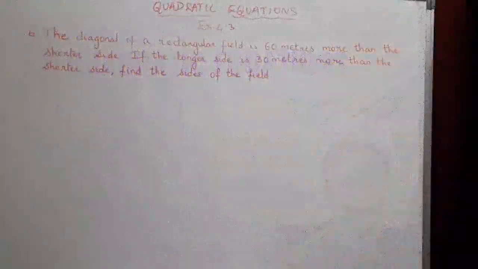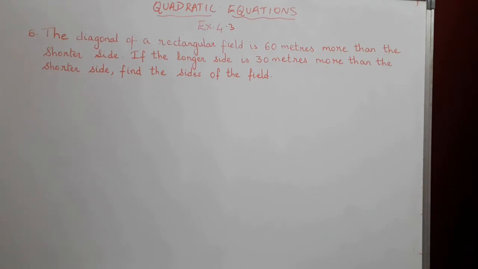Hello students, in this video we continue solving problems from exercise 4.3. We are on the sixth question. The diagonal of a rectangular field is 60 meters more than the shorter side. If the longer side is 30 meters more than the shorter side, find the sides of the field.